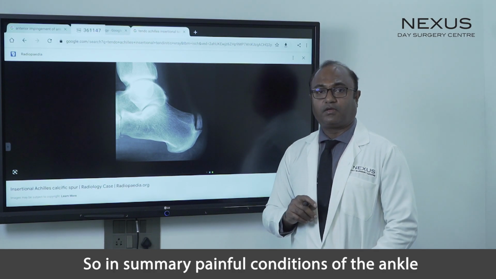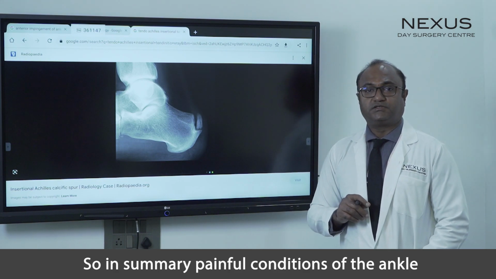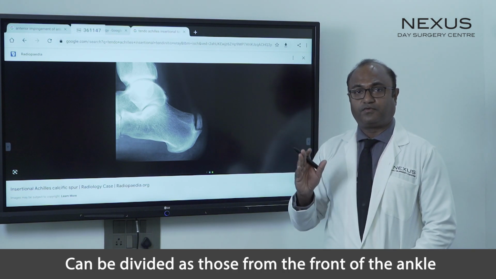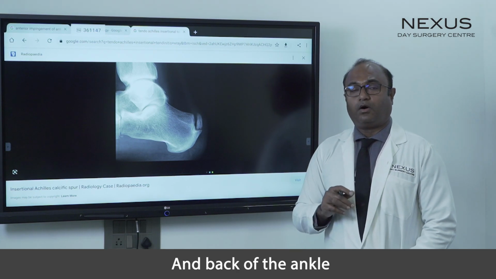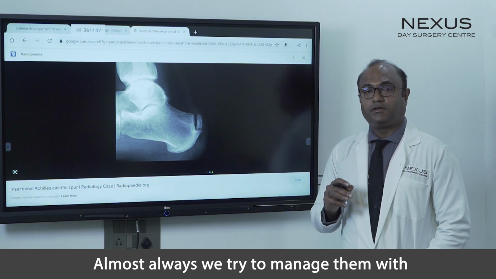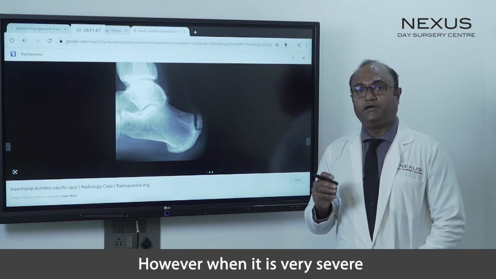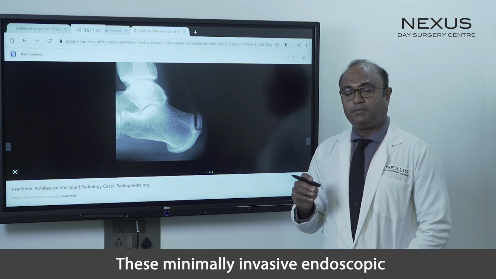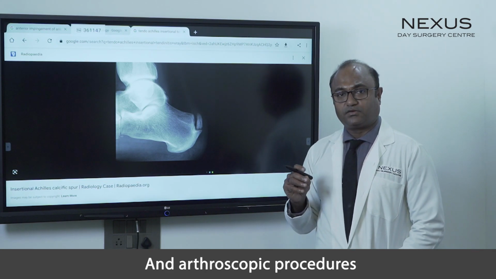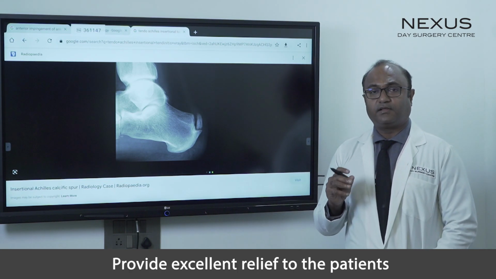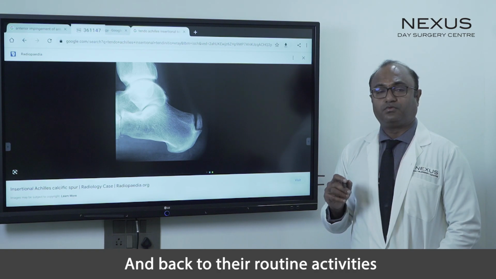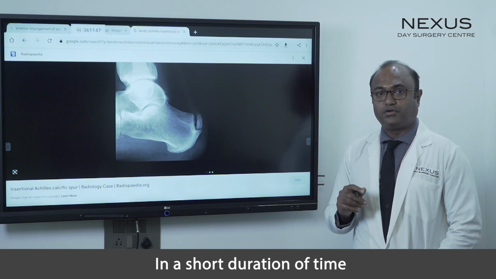So in summary, painful conditions of the ankle can be divided into those from the front of the ankle and the back of the ankle. Almost always we try to manage them with rest, bracing and conservative measures. However, when it is very severe, these minimally invasive endoscopic and arthroscopic procedures provide excellent relief to the patients and get them back to their routine activities in a short duration of time.